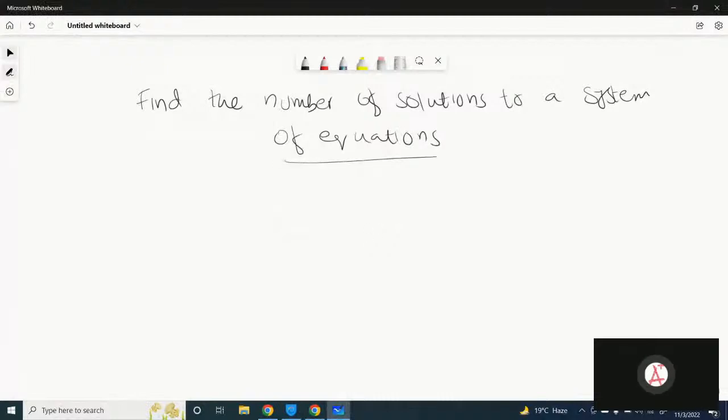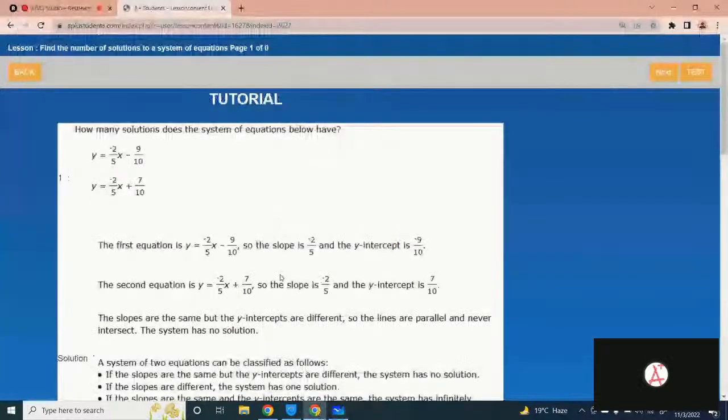Okay, let's start with an example. How many solutions does the system of equations below have? Whenever we have to find the solutions of a system, we have to check the slope and the y-intercept.